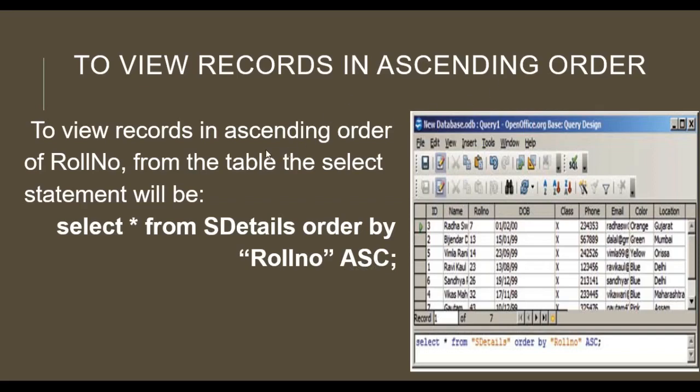By default the order is what? Ascending order. Without giving this ASC, what will happen? Your records will be arranged in ascending order itself, because the default order of the select statement is what? Ascending order only. So here they given a query: select star from S details order by roll number ASC. So here I got the output as what? The roll numbers have been arranged in ascending order. Okay, 7, 13, 14, like this. This is how to group and how to arrange the data in your database.